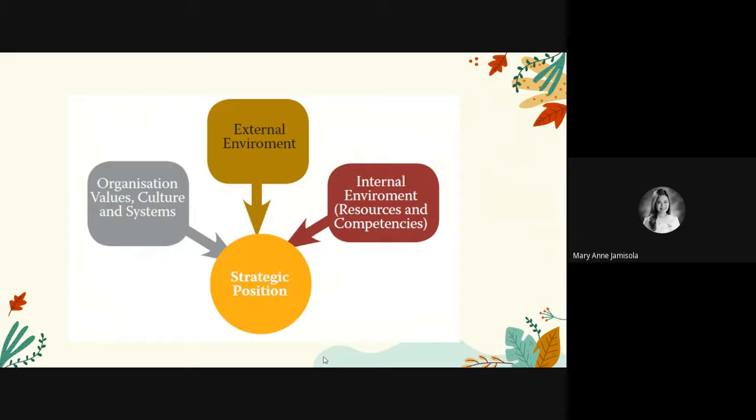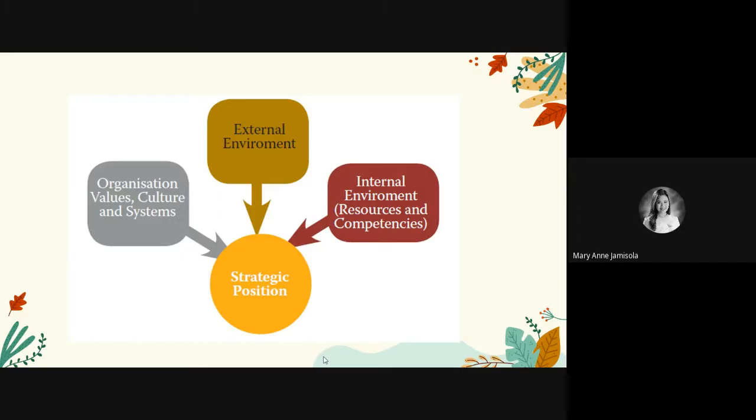For the external environment, this can be analyzed using models like PESTEL. Have you heard of PESTEL? P for political, E for economic, S for social, T for technological, E for environmental, and L for legal. PESTEL factors. Then we can also use SWOT analysis. Remember SWOT analysis? S for strengths, W for weakness, O for opportunities, and T for threats.